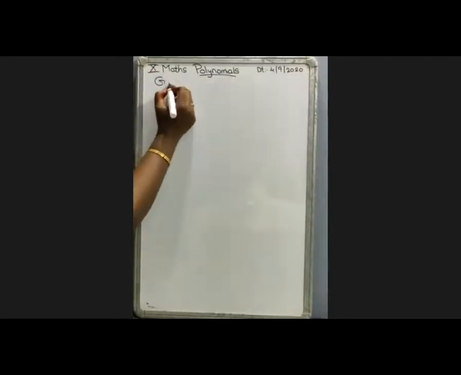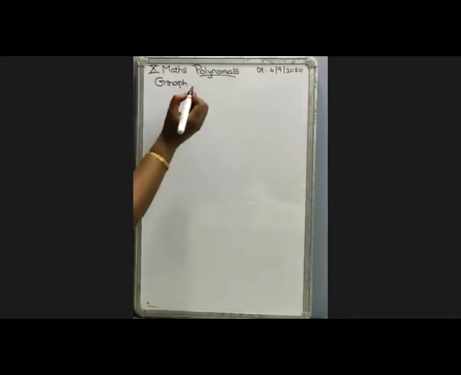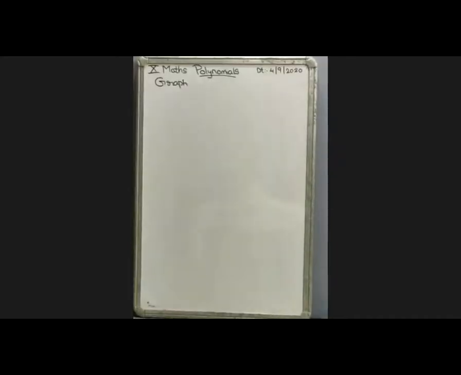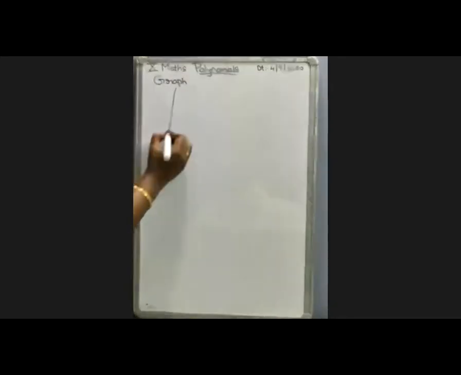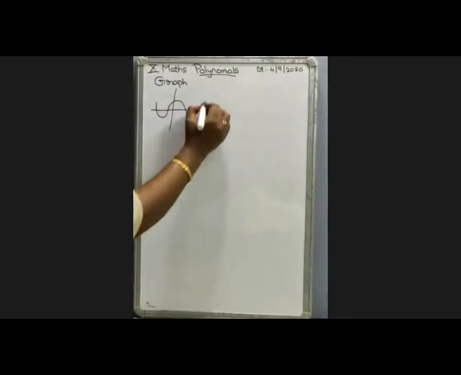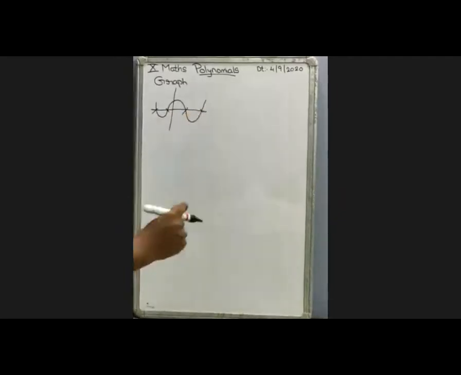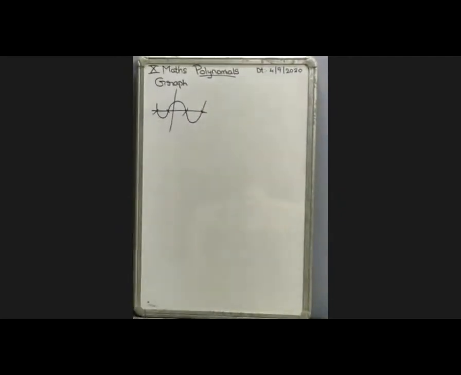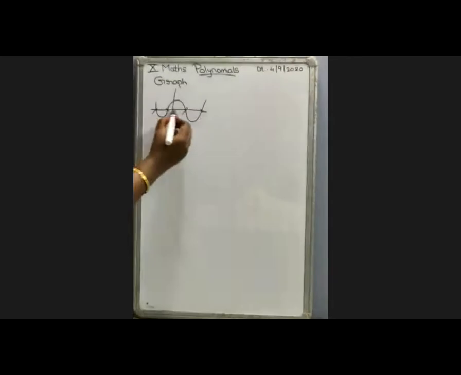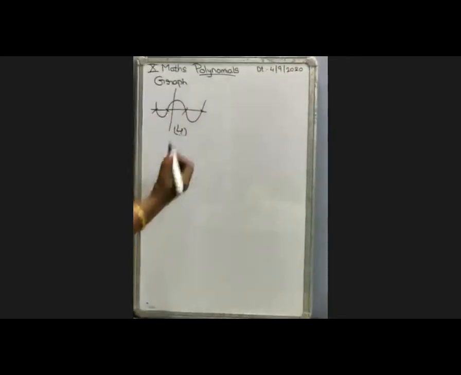Already once we'll go to that graph. What is meant by graph? Graph is nothing but pictorial representation. So in this graph we also discussed the zeros of the polynomial. Suppose you take any graph, when it is cutting or intersecting the x-axis, we call it the zeros of the polynomial. So here how many zeros are there? 1, 2, 3, 4. Total 4 zeros.